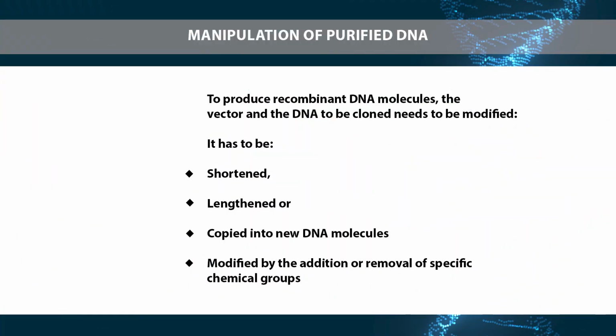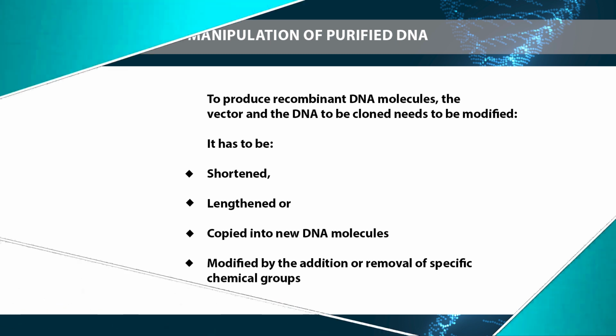Now the question is how the purified DNA is manipulated. We will study in the next lecture how we purify or extract the DNA. For now, we will see how the manipulation of the purified DNA is done. To produce recombinant DNA molecules, the vector and the DNA to be cloned need to be modified. It has to be shortened, lengthened or copied into new DNA molecules. It is modified by the addition or removal of specific chemical groups. It is basically a chemical reaction, we can say.